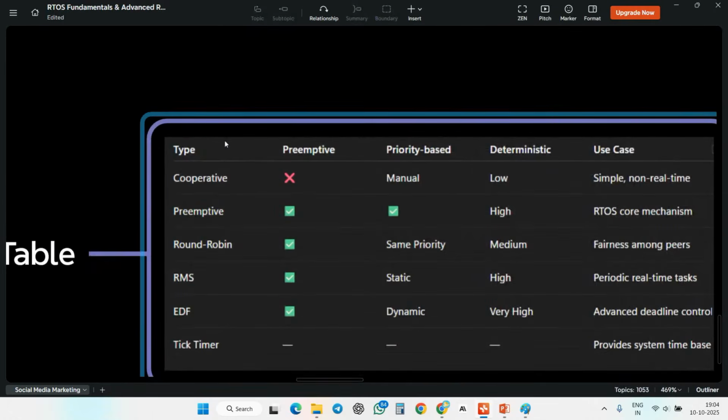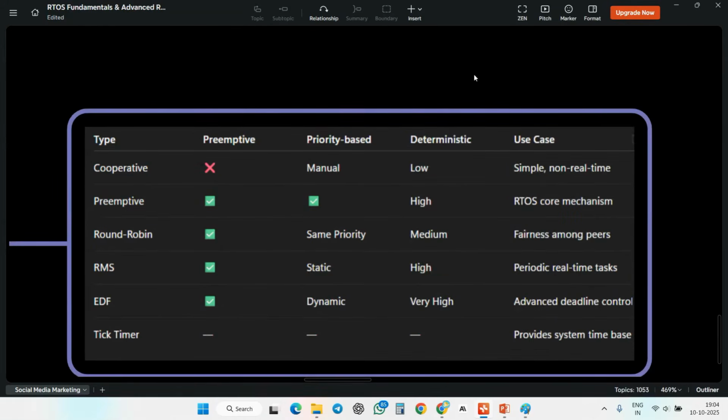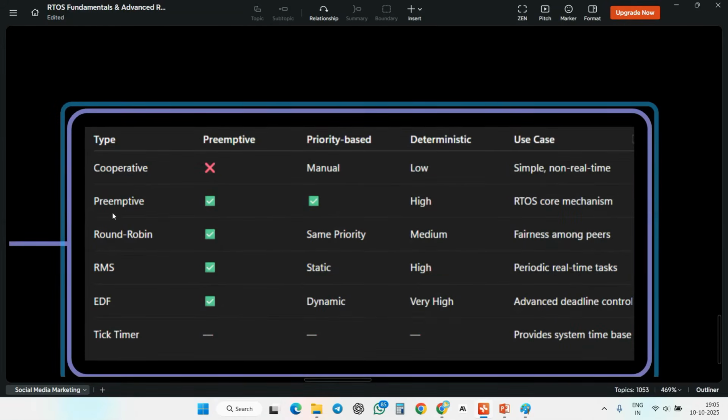So first, we saw the types. First of all, we discussed the cooperative. There is no preemption because tasks happen periodically, one after the next. The priority based one, we manually schedule it, without any preemption. Meanwhile, determinism is very low because we can't predict when the task is actually going to be completed. The use case is simple and non-real-time; we can't use it for real time.